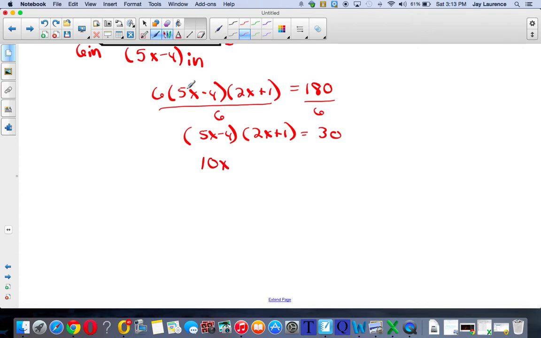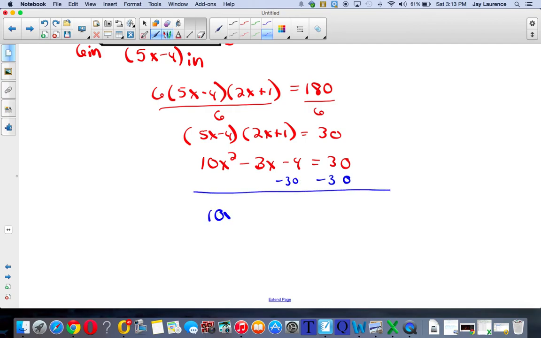The first thing I did was write down the equation. Next thing I did, I divided by the whole number. Then I double distribute, and I believe I'm going to get a negative 8x and a positive 5x, negative 3x, and then minus 4. I didn't show all the steps there, but I expect you can do that. You should be able to double distribute by now. Now we're going to subtract 30, and so we have 10x squared minus 3x minus 34 equals 0.